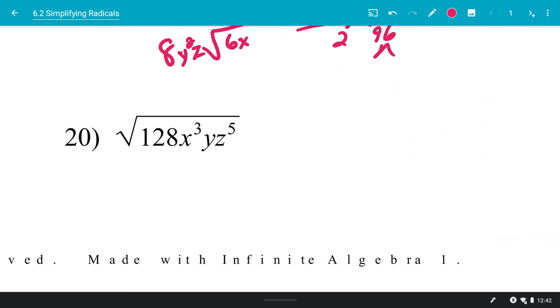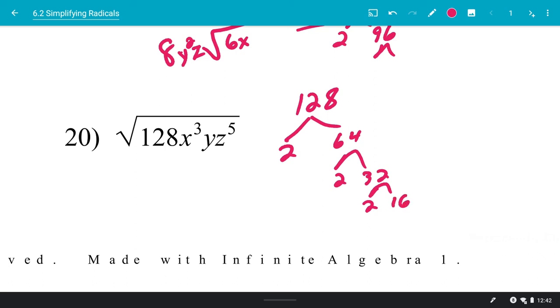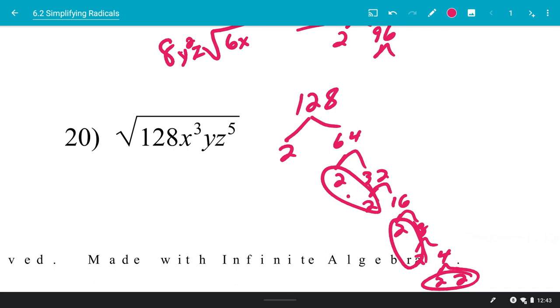Okay. 128. Well, 2 goes into it. Goes in 64 times. 2 and 32. 2 and 16. 2 and 8. 2 and 4. 2 and 2. 1, 2, 3. 2 times 2 times 2 is 8. Times the square root. Oops, got some letters to deal with. Times the square root of 2.